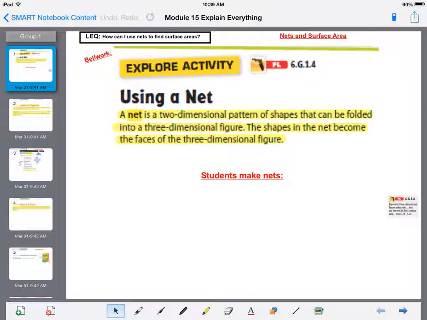A net is a two-dimensional pattern of shapes that can be folded into a three-dimensional figure. The shapes in the net become the faces of the three-dimensional figure. So remember, we had the two-dimensional nets, and then we folded them to make either rectangular prisms. I believe we made some square pyramids, and we also made some triangular pyramids.